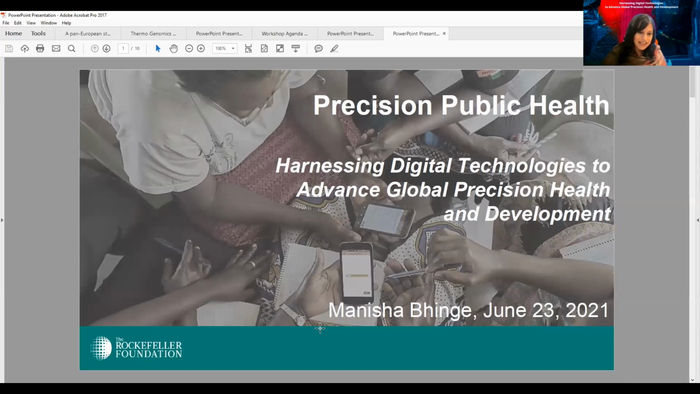But coming back to the Rockefeller Foundation, we started our Precision Public Health Initiative in 2018. And the rubric and philosophy we used there was: how do we ensure that the right interventions reach the right people at the right time? That was the underlying premise and rationale for engaging in this initiative.